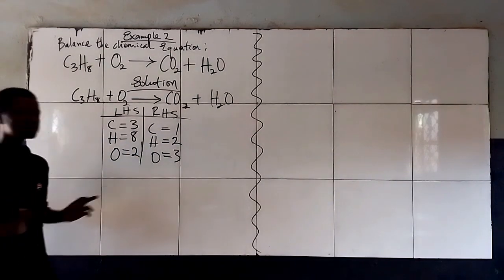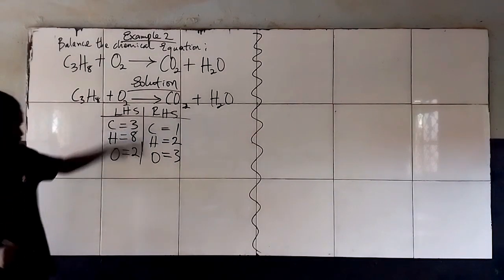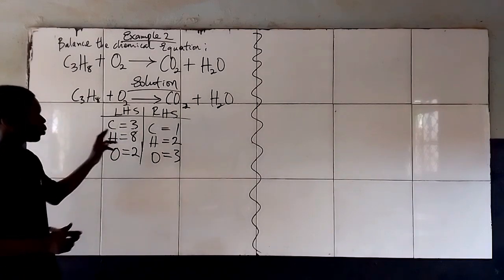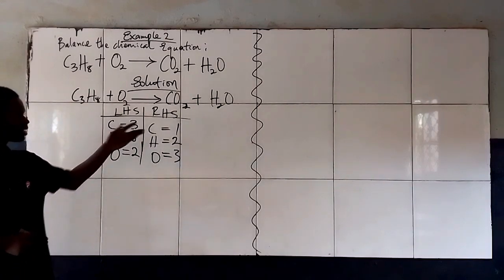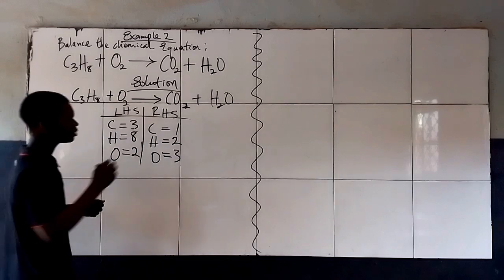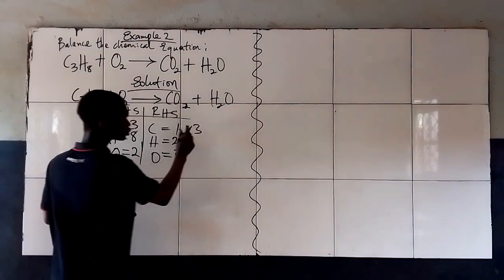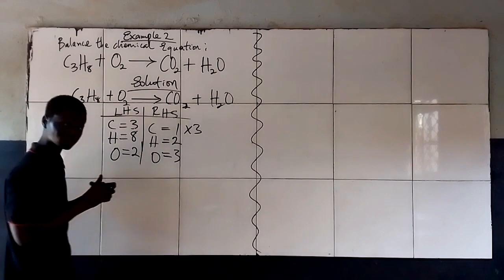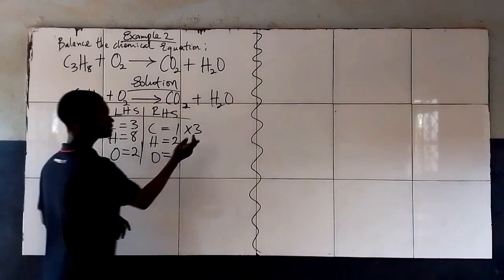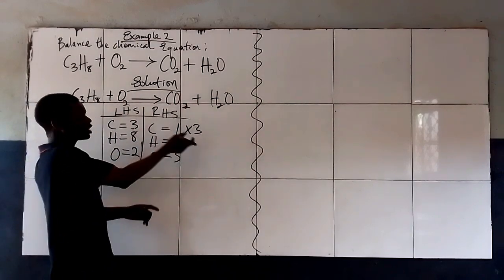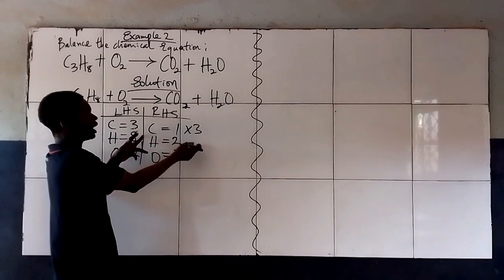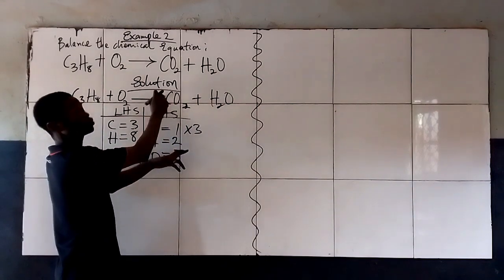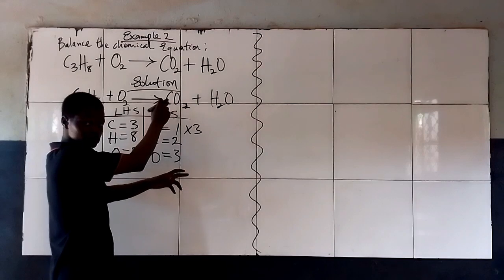So let's start altering. We start with the non-metals in this order. Now you have 3 on this side, you have 1 on this side. What do I do to make both sides equal? Can I times this side with a 3? So that 1 times 3 will also be 3 on both sides, is it not? Yes, I can do it. Now, this times 3 will affect the compound that is carrying the carbon, and that is what? CO2. So I will put a coefficient of 3 in front of CO2. Are you getting it?